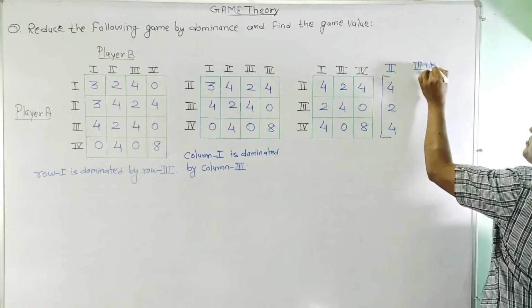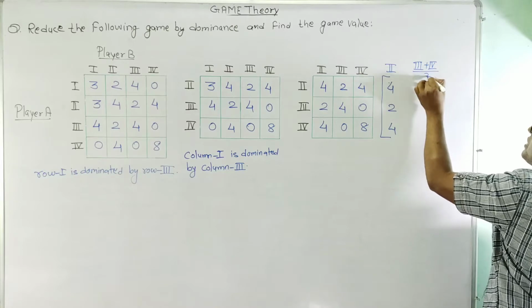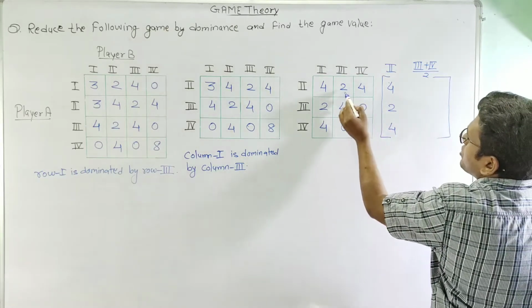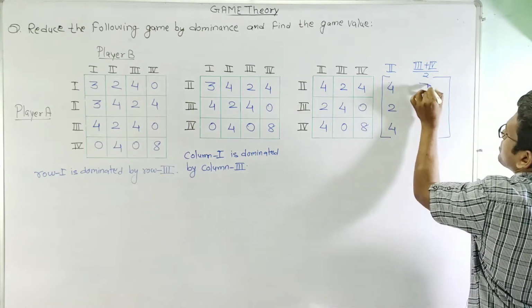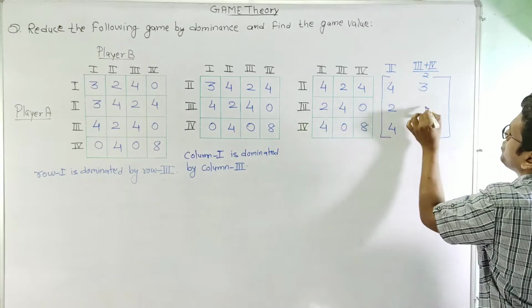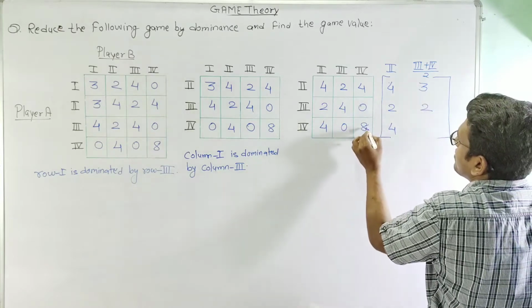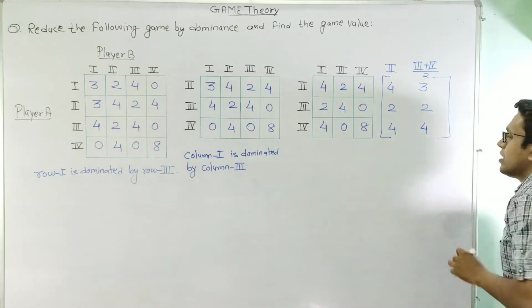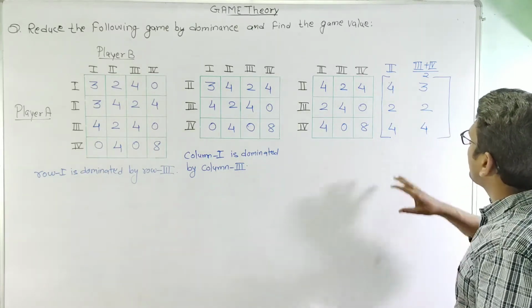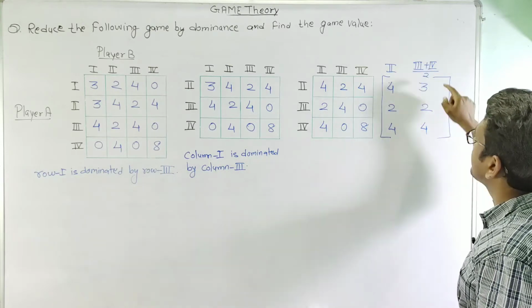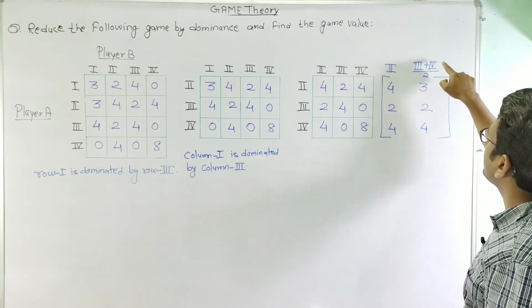So it is column 3 plus column 4 divided by 2, and this is 4 plus 2, 6, 6 by 2 is 3, so this is 3. 4 plus 0, 4, 4 divided by 2 is 2, so this is 2. This is 8 plus 0, 8 divided by 2 is 4. So the actual comparison is between these two values. This is column 2 and this is the combination of column 3 and 4.